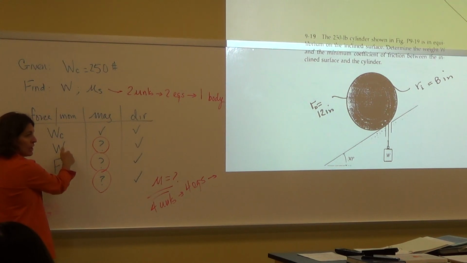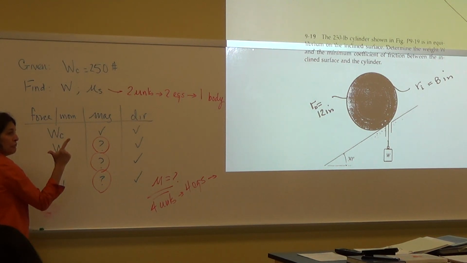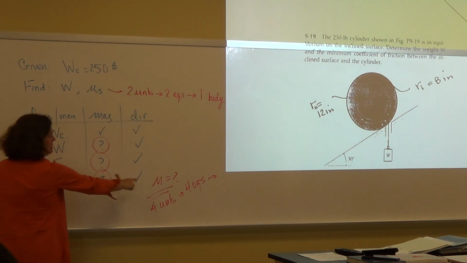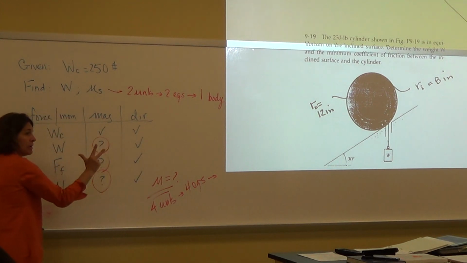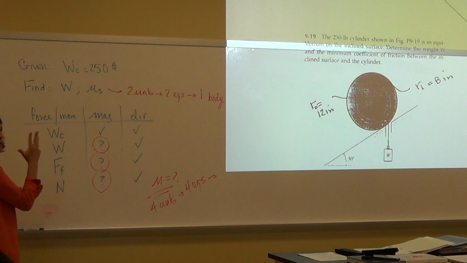Does everybody see that? You're going to need one static equation to find N. When you put in the frictional force, you could find the friction, but you need to know mu still. So you're going to need another equilibrium equation. And then to find W, you're going to need a fourth. Does everybody see that? So for four equations, how many bodies? Don't call it out yet.